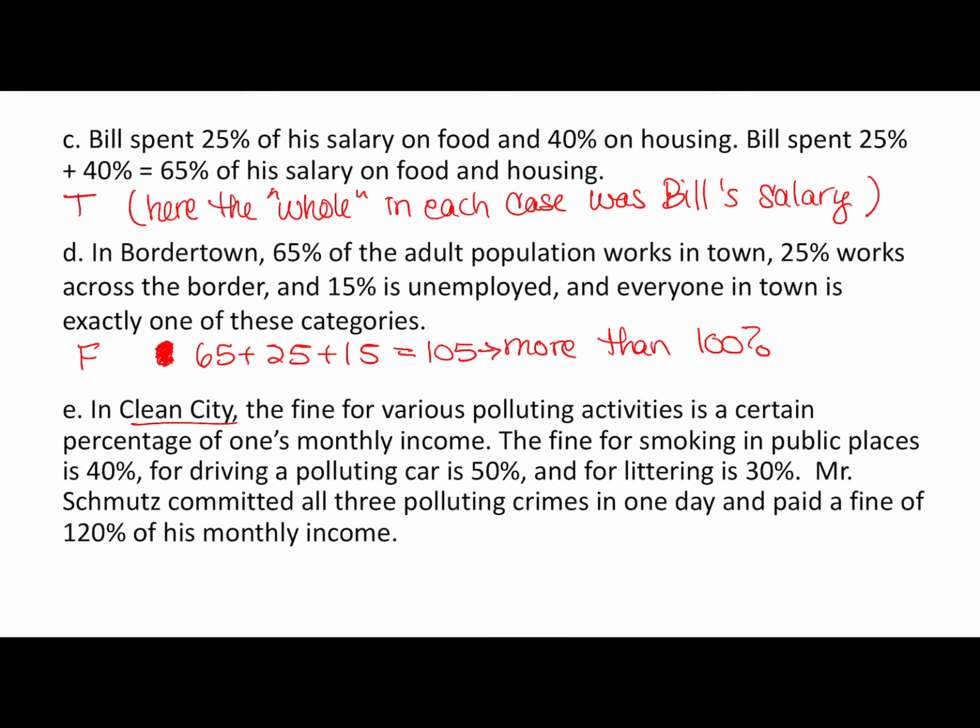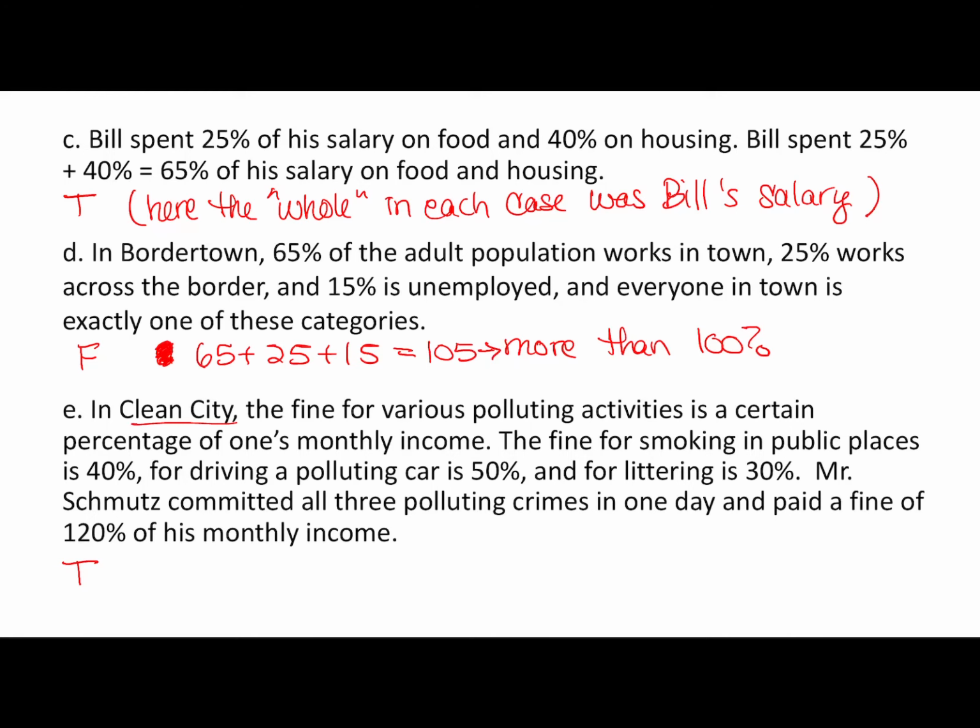All right, last one. Clean City. The fine for various polluting activities is a certain percentage of one's monthly income. The fine for smoking in public places is 40%, for driving a polluting car is 50%, and for littering is 30%. Mr. Schmutz committed all three polluting crimes in one day and paid a fine of 120% of his monthly income. Is that true or false? That is going to be true.